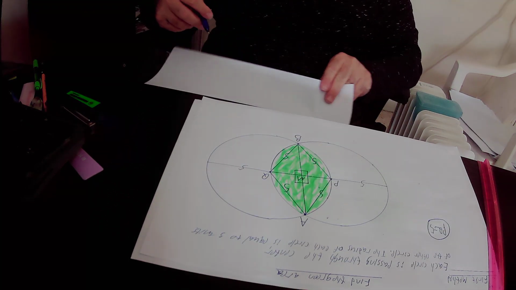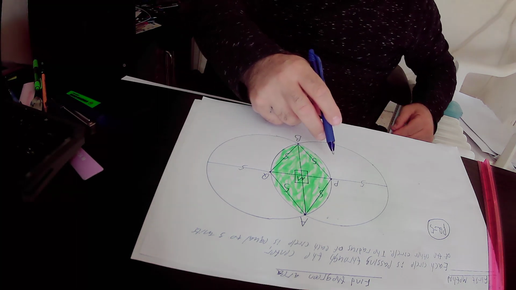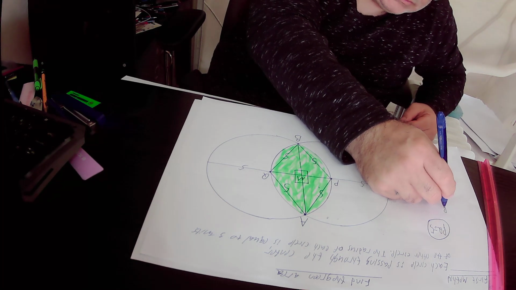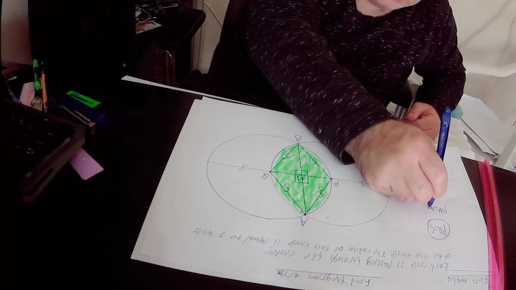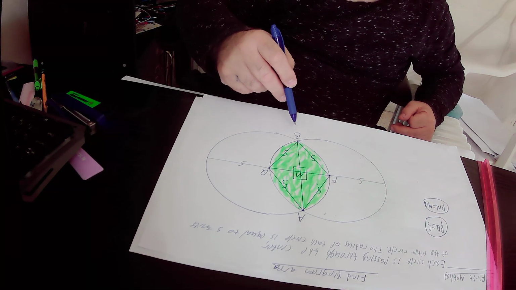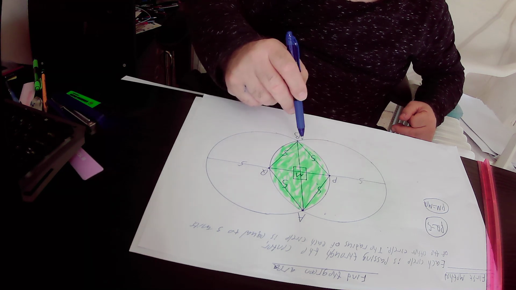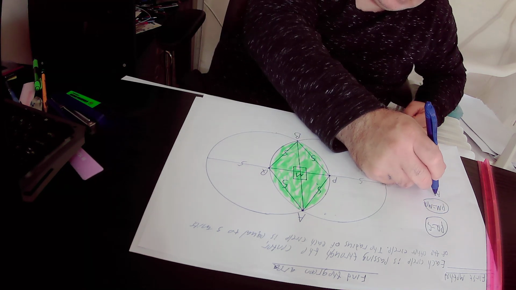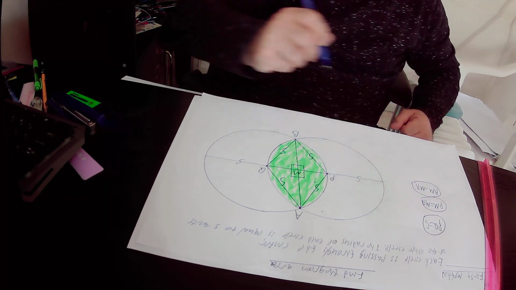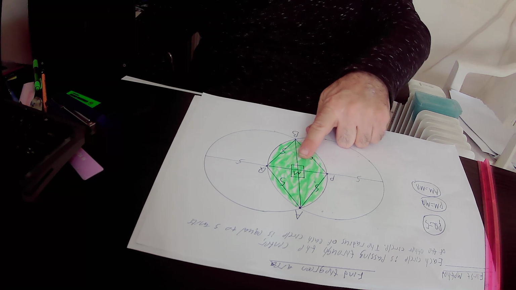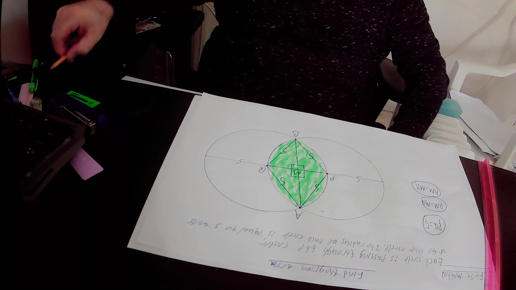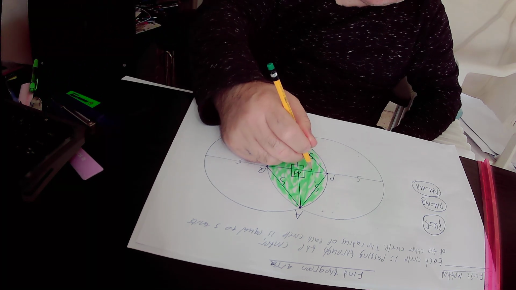So here diagonal AB bisects diagonal PQ. That is to say, PM equals MQ. And then diagonal PQ bisects diagonal AB. That is to say, AM equals MB. So we know that PM equals MQ. So if PM equals x, then MQ will also equal x.